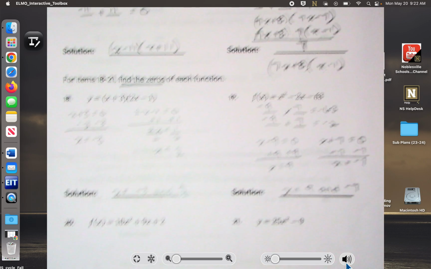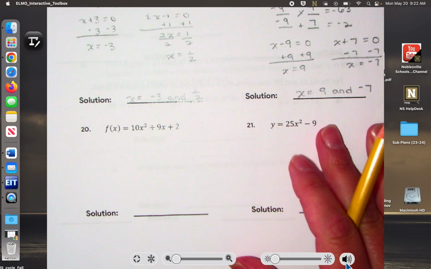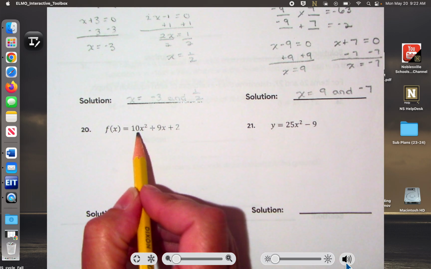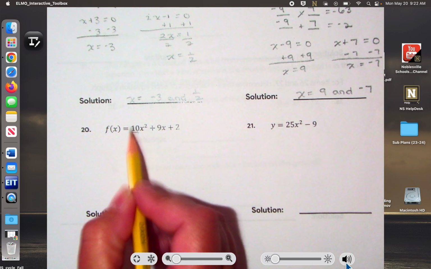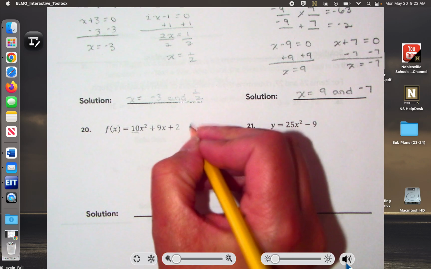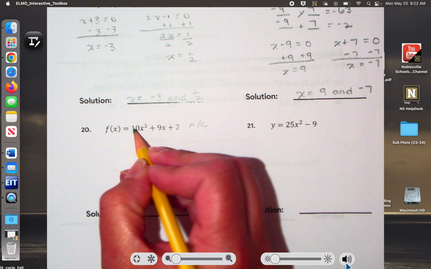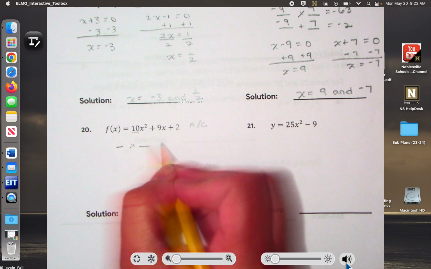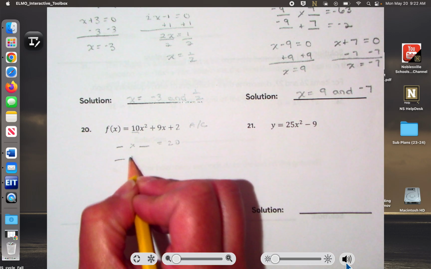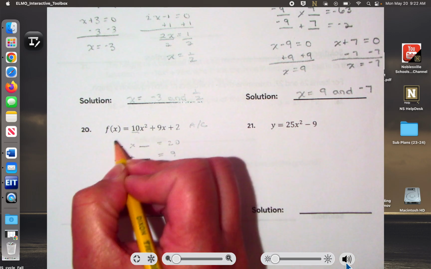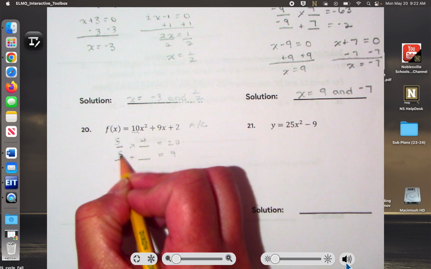Down here for number 20, it's a little bit more work because we have an actual value here for a. It's not just 1, so we have to do the AC method. So when I multiply those, I get what times what equals 20. What plus what equals 9. So we get the positive 5 and positive 4.